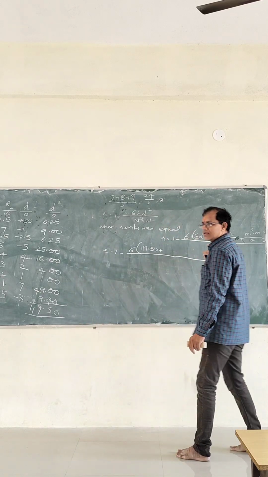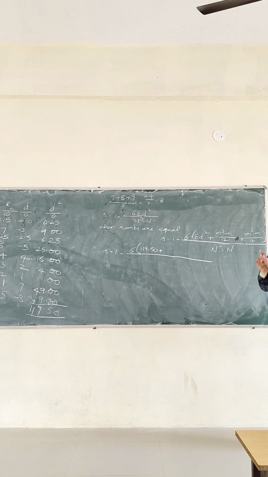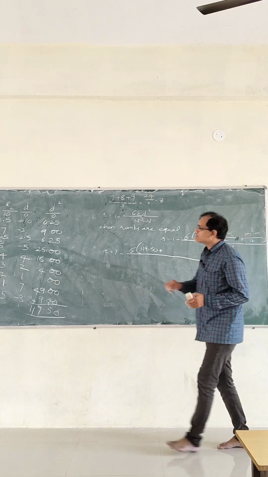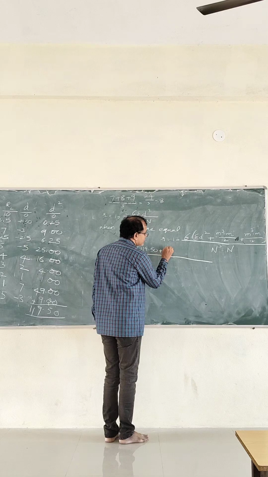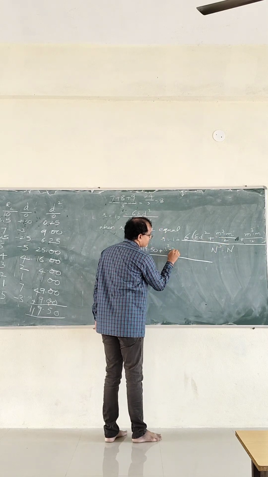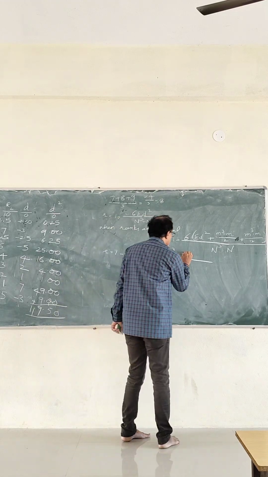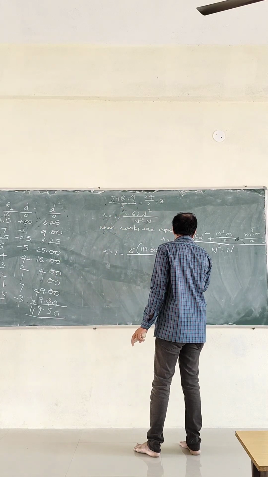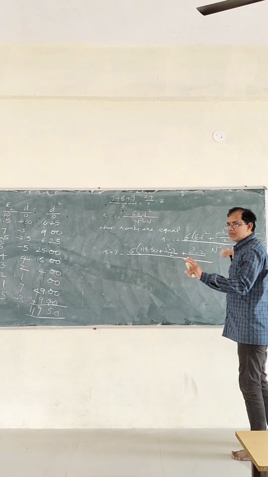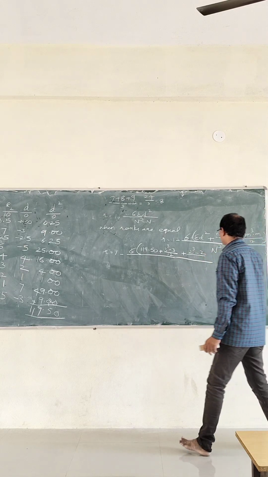Look here, m means how many times a number is repeated. The first number is repeated 3 times, so you have to write 3 cube minus 3, m means 3, by 12. Now the second number, how many times is it repeated? 2 times. Then here you have to write 2 cube minus 2. M stands for the number of repeated times. Okay, 2 cube minus 2 by 12.